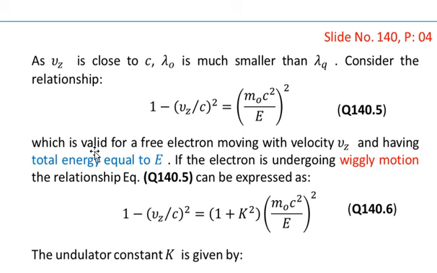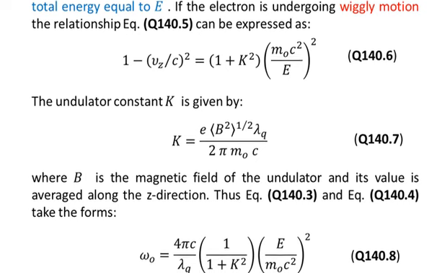So equation number 5 is valid for a free electron moving with velocity Vz and having total energy equal to E. If the electron is undergoing wiggly motion, the relationship given in equation number 5 can be expressed differently. For a wiggly motion, we can introduce a factor 1 plus K square on the right hand side of equation number 5, to write down equation number 6.